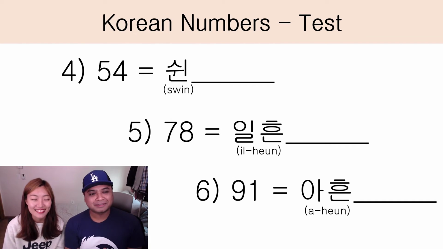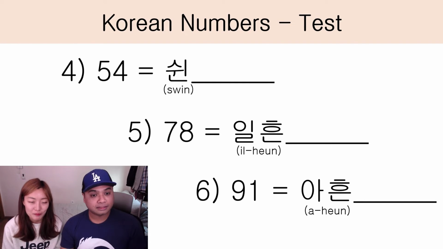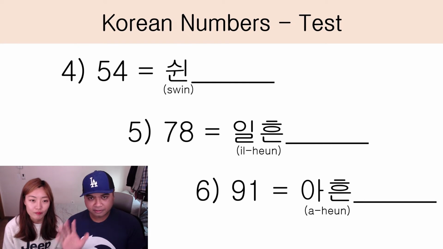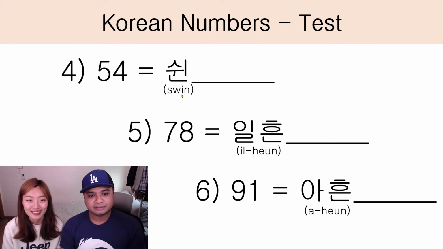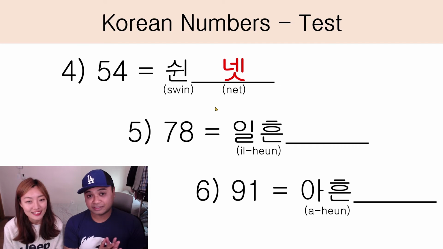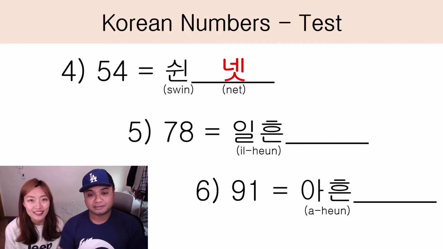All right, time's up. So number 4. Number 4 is 54. To say 54, of course, we need to say 50 and then 4. 50 is 쉰, to say 4, 넷. Then to say 54, 쉰넷.